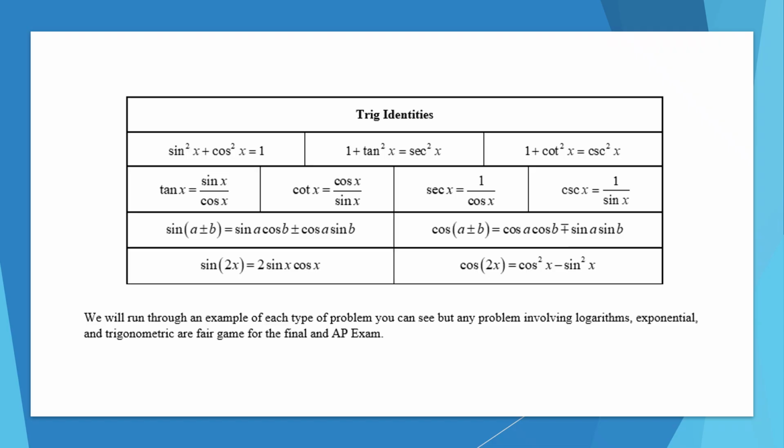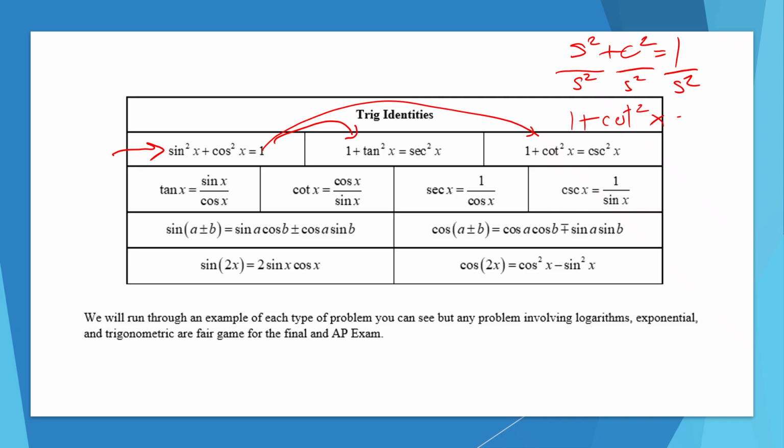Trig identities, here is the Pythagorean identity. Remember, with this one, you can get the other two, because if you take sine squared plus cosine squared equals 1 and divide everything by sine squared, you're going to get one of the other equations. You'll get 1 plus cotangent squared x equals cosecant squared x. And then same thing, if you divide everything by cosine squared, you would get tangent squared x plus 1 equals secant squared x. You need to know that tangent is sine over cosine, so cotangent is the reciprocal of that.